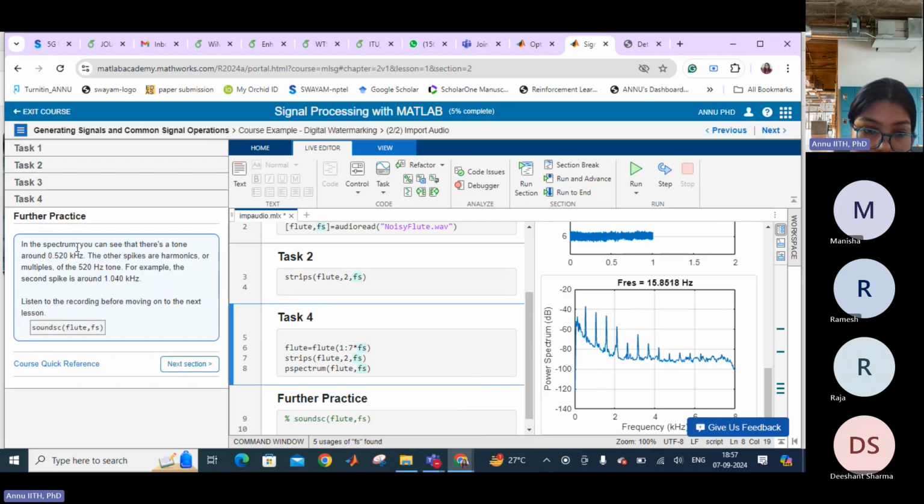In the spectrum, you can see there is a tone around 520 hertz. The other spikes are harmonics, or multiples of 520. For example, the second spike is around 1.040 kilohertz. Here again the spikes keep going with a spacing of 520 hertz. Listen to the sound before moving to the next section.